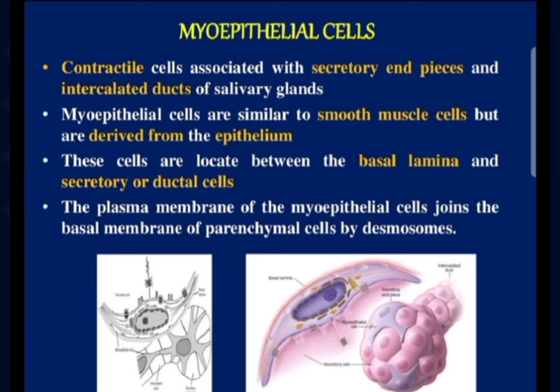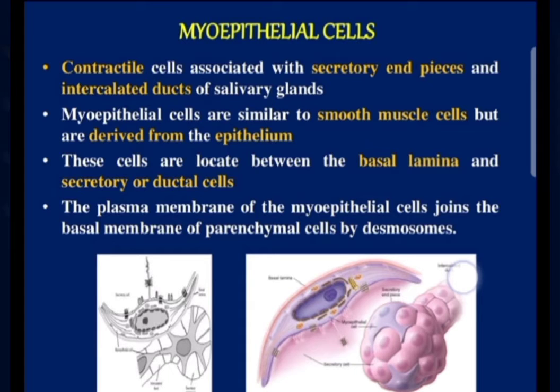Another very important feature of the parotid gland and the sublingual and submandibular gland is that around these pyramidal cells we have got the star-shaped cells, which are modified epithelial cells. They are myoepithelial cells. They are contractile cells associated with the secretory end pieces and intercalated ducts of the salivary glands. Myoepithelial cells are similar to smooth muscle cells but are derived from the epithelium. But in the cytoplasm of these cells there are actin filaments and the dense bodies just like the smooth muscles.